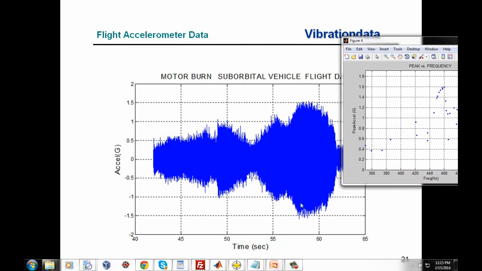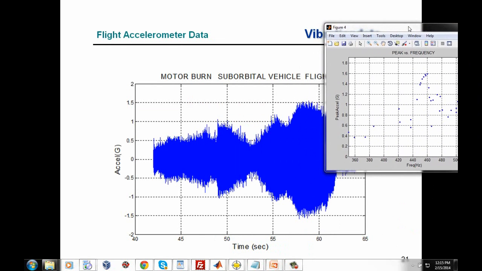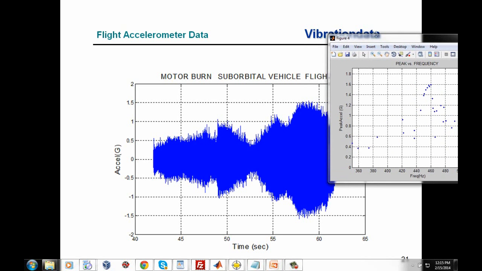So it must be that about 57 seconds, 58 seconds, that's where we're getting this 1.6 g response, which happens to be 460 Hertz. So it could be, who knows why, the amplitude of that pressure oscillation reaches its highest at this time and at this frequency. Why is that? I don't know, but it could be.